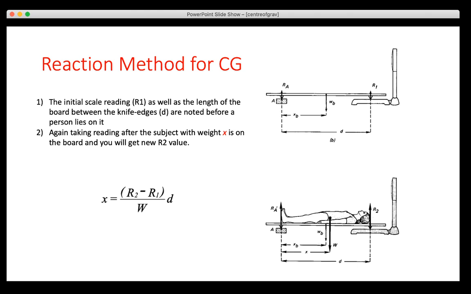So this is what you can use for laboratory measurement of your CG, and it is far more accurate, being mathematical, than the generalized equations. So this is it.